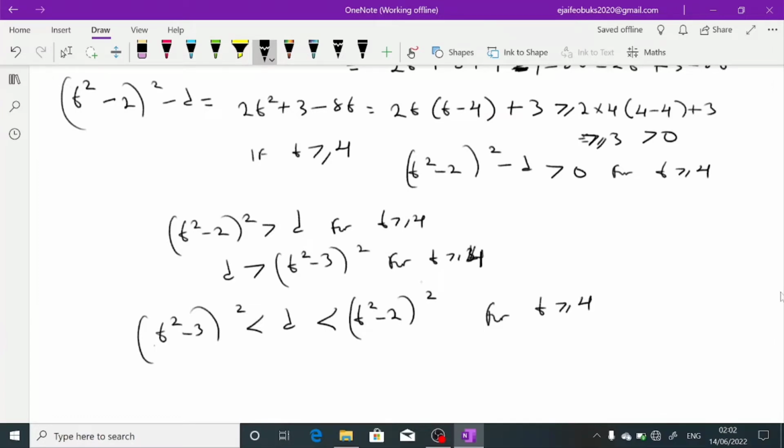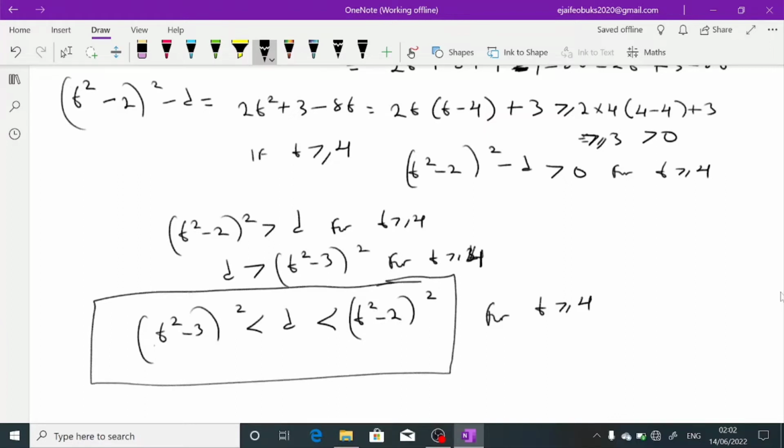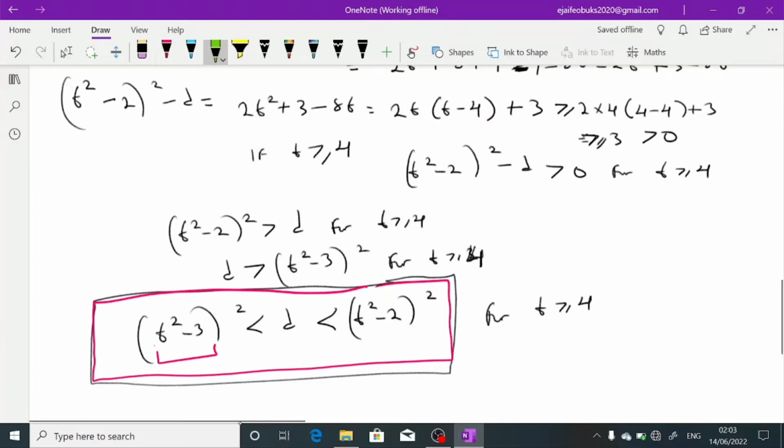So we see that, how is this useful? We just adjusted this for t greater than or equal to 4. This will still hold. If t is greater than or equal to 4, this still holds. So how is this useful now? Let me paint this in pink. If you look at this, this and this are consecutive integers.